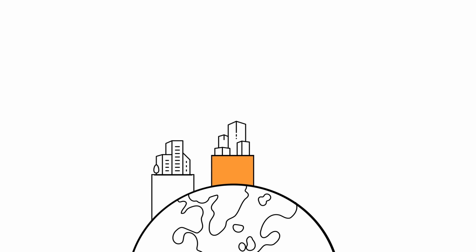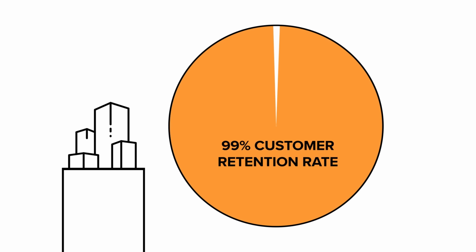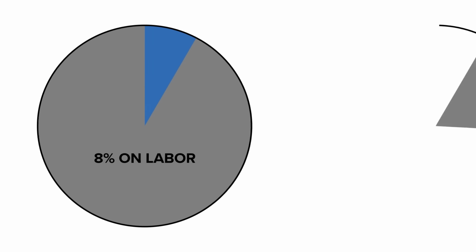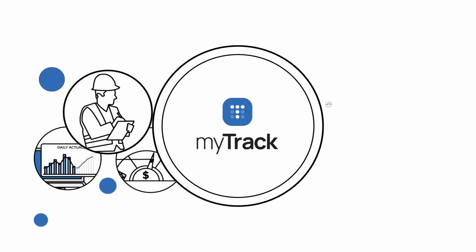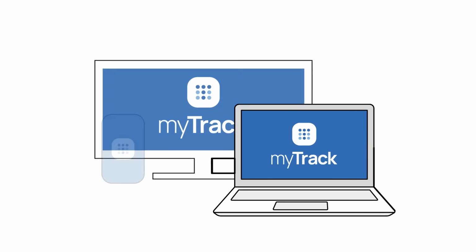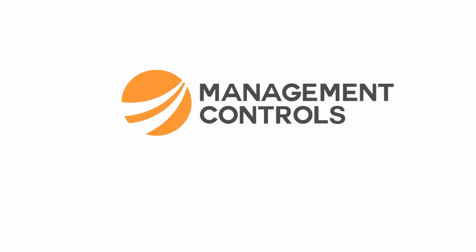As a global leader in contractor spend management since 1989, Management Controls is proud to have a 99% customer retention rate. With the enhanced features of our myTrack software, companies commonly save 8% on labor and 18% on equipment. We understand the challenges associated with contractor management. Our software is purpose-built to help even the most complex organizations gain new levels of accuracy and efficiency.